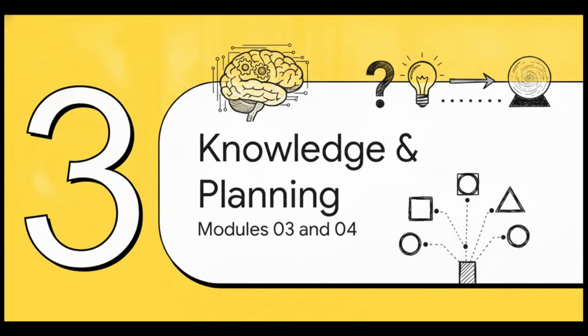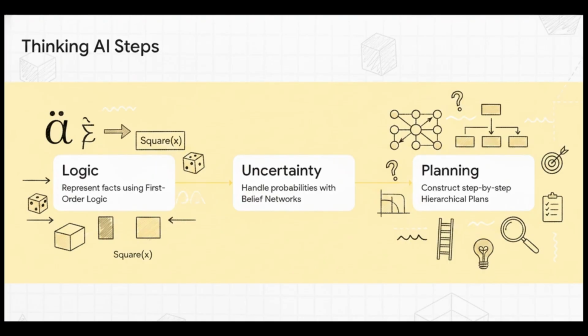Next up, Modules 3 and 4, knowledge, reasoning, and planning. Okay, here is how the AI actually learns to think. Step 1 is representing facts logically. We use first-order logic for this, so the AI understands basic rules and relationships. Step 2 is where we introduce the messy, unpredictable real world. The AI learns to weigh uncertain probabilities using belief networks and Markov decision processes. And finally, Step 3 is where it all comes together. The AI takes those facts, takes those probabilities, and constructs step-by-step hierarchical plans to achieve complex goals by breaking them down into smaller, manageable subproblems.